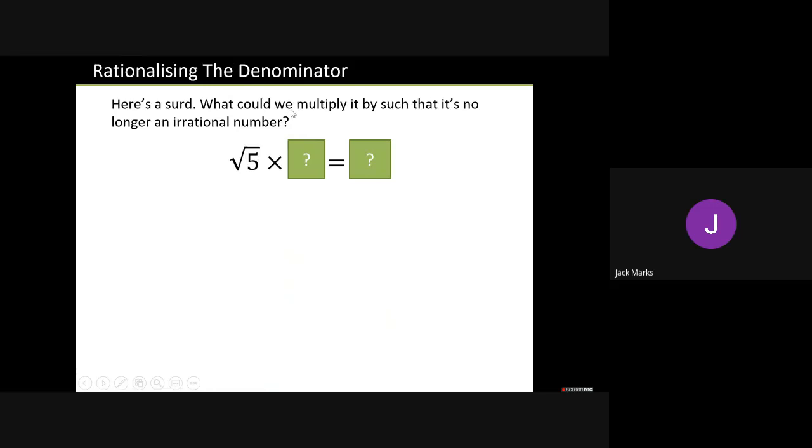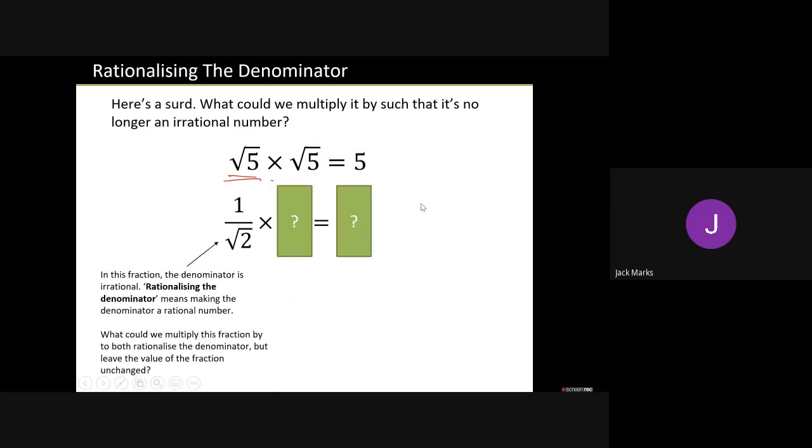Now, one of the skills that would have been introduced after this is the idea of rationalizing the denominator. So if we have an irrational number, such as root 5, what can we multiply it by such that it becomes rational? Well, squaring it, multiplying it by itself would be an easy way to achieve this. So if we have a fraction like this, and we do not want this irrational number in the denominator, it would be really good if we could multiply it by itself.